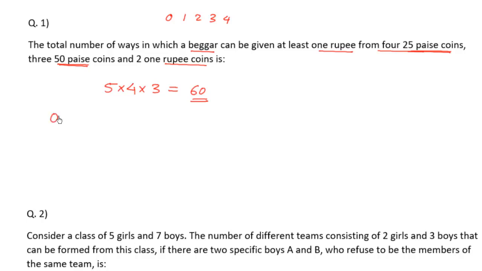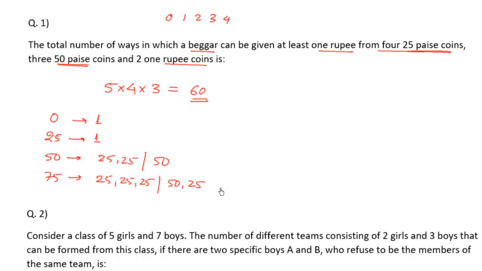So of course, if he is getting 0 coins, that is the only way wherein we are not giving any coin, right? If he is getting say only 25 paise, that can be done only one way, that is just giving 1 25 paise coin. If he is getting say 50 paise, then there are two ways. One, we have two 25 paise coins, or we can give one 50 paise coin. Similarly, for 75 paise, we'll have two options, that is giving a 25 paise coin 3 times or giving 1 50 paise coin and 1 25 paise coin. This is the only way, right?